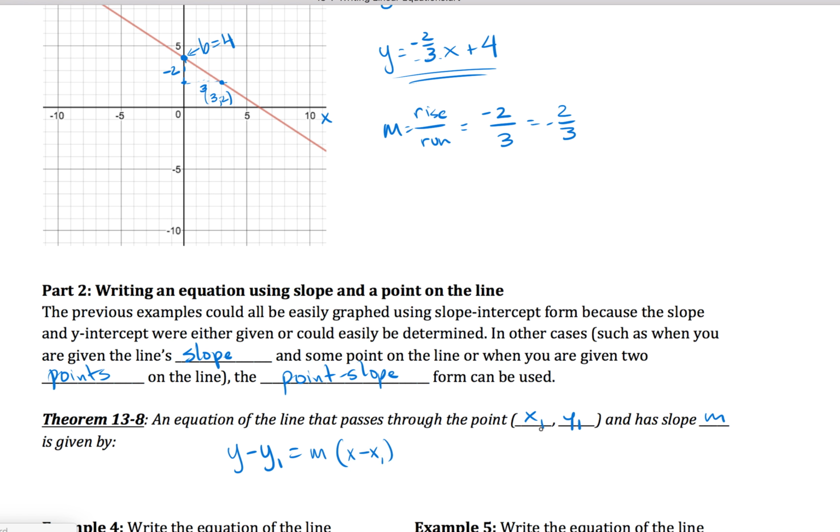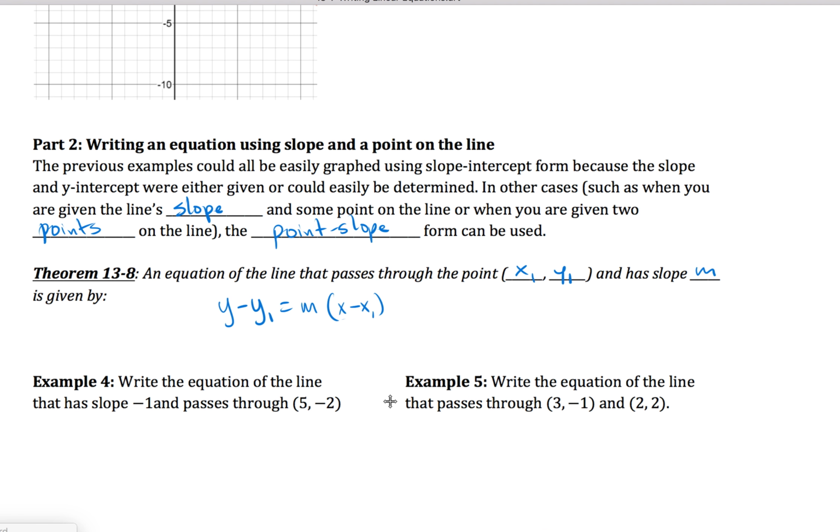So the location of the point is used in this formula, as well as the slope. That's why it's called point-slope form, right? We're using one point and the slope on the line to write the equation. m is still the slope, so we put the slope out in front here. We take the x-coordinate of the point we know, and we subtract it from the variable x in our equation. And we do the same thing with the y-coordinate of the point that we know. We subtract it from y.